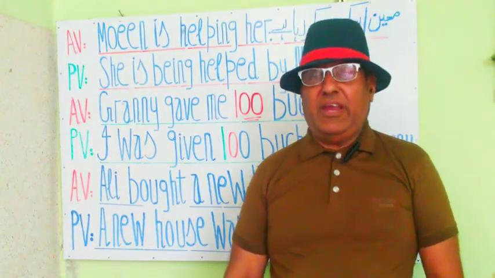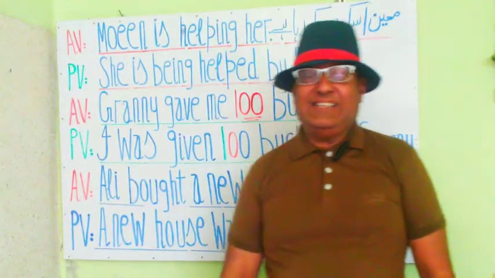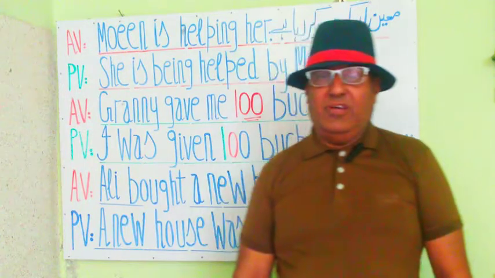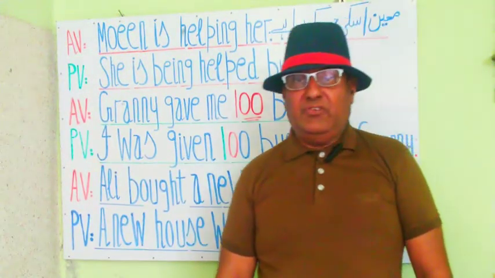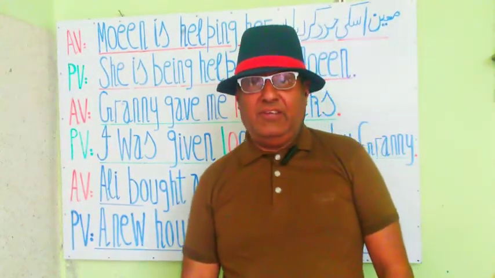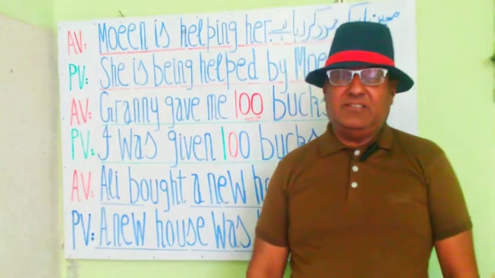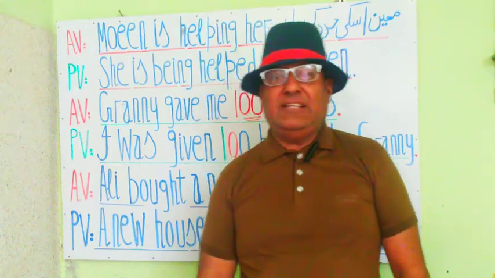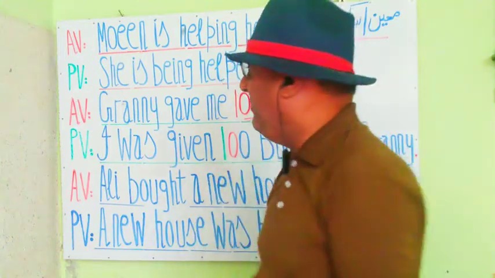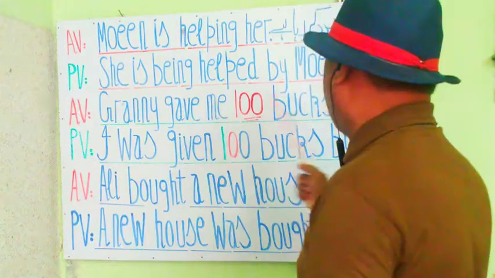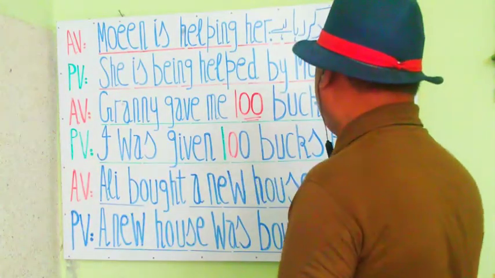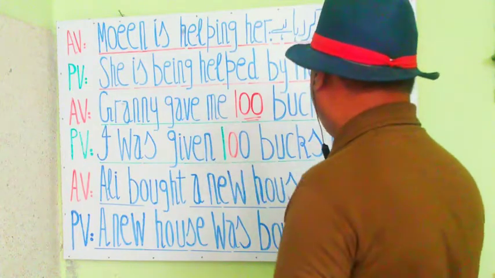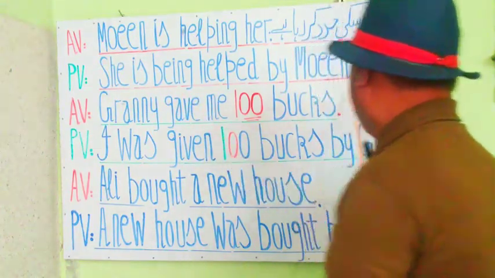After the third verb form, we will write the conjunction or connector "by", and after writing "by", we will write the subject of the active voice statement, that is Moin. So Moin is the object here. Let's read the new passive voice statement: She is being helped by Moin. उसकी मदद मोइन से की जा रही है.